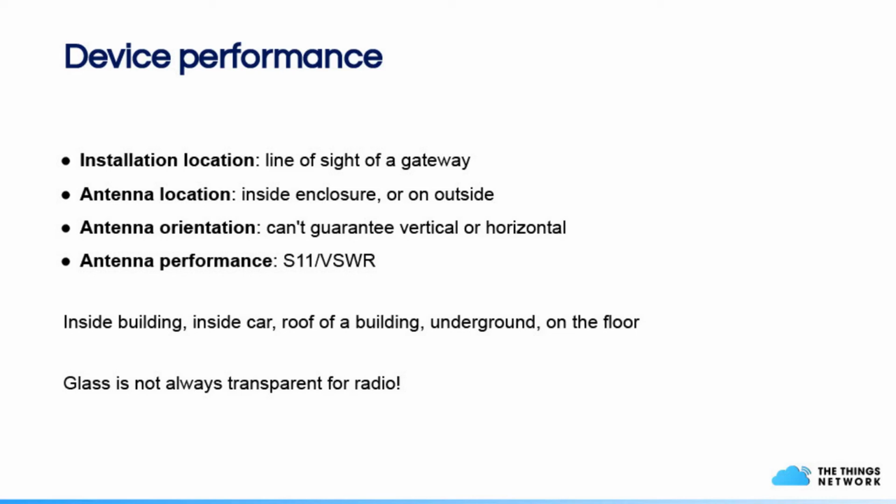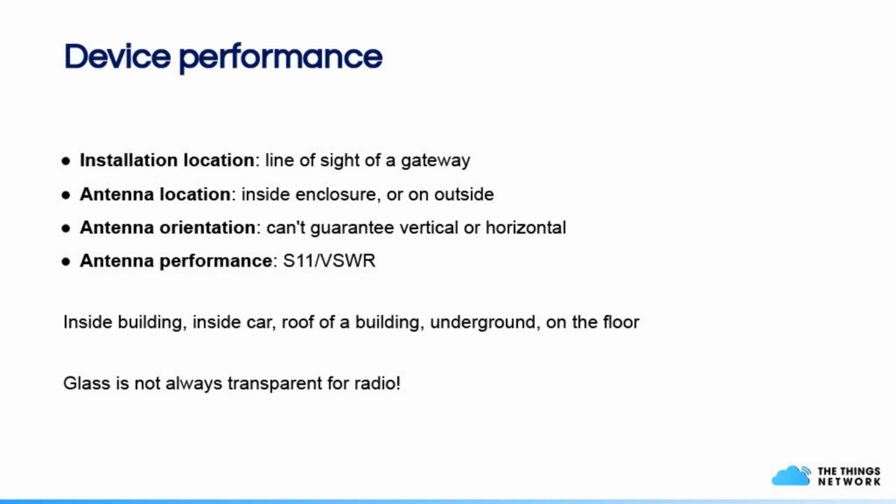Now let's have a look at what affects the performance of an end device. The location where it is installed is very important. Ideally, you want the device to have a clear line of sight path to the gateway. A device on the roof or outside of a building will work better than a device inside the building. A device underground or on the floor will likely perform very poorly.